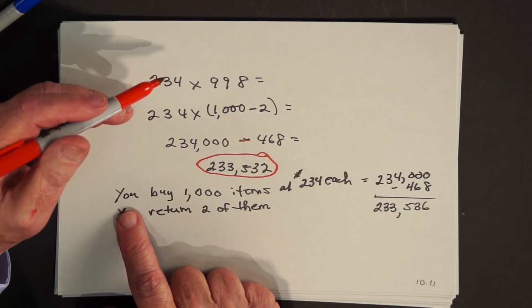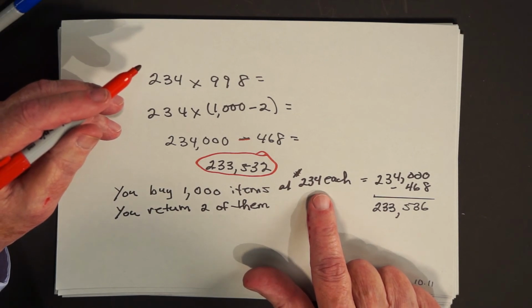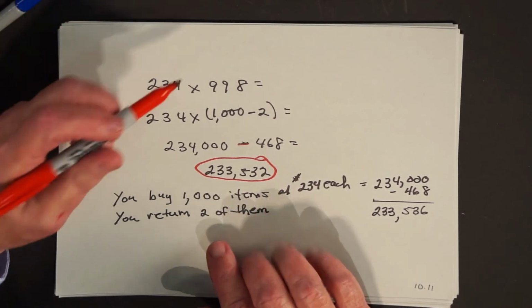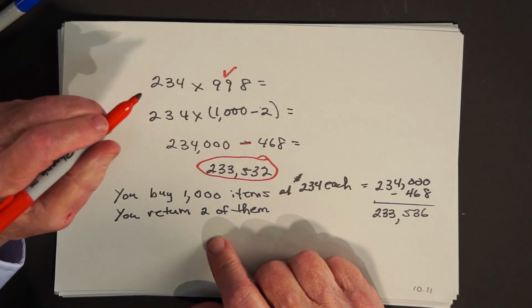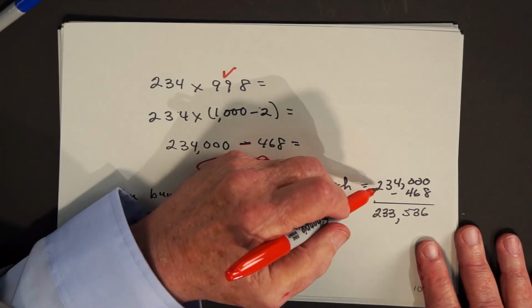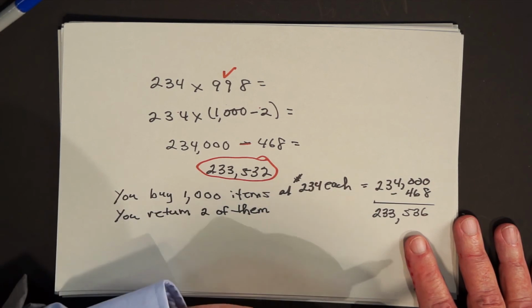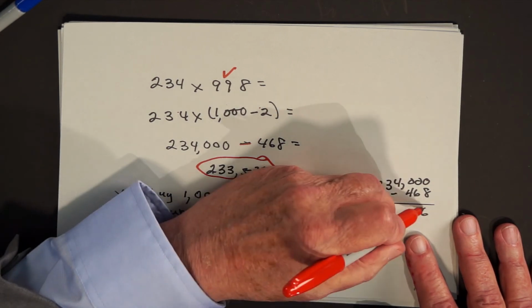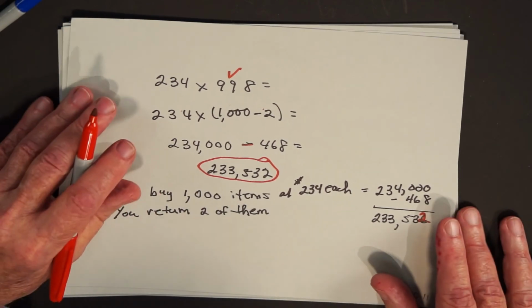And if you want to make this into a word problem, suppose you buy 1,000 items at $234 each, but then you return 2 of the items. Well, if you bought 1,000 and you return 2, you've only bought 998. But by returning the 2, you also got $234 back twice. So you originally paid $234,000. You were given a refund of $468, and that led to a total amount of $233,532.